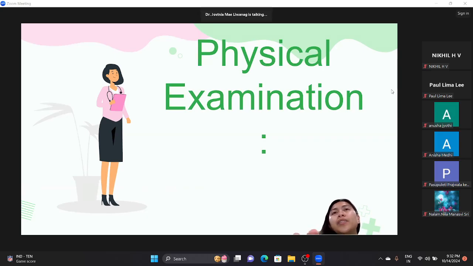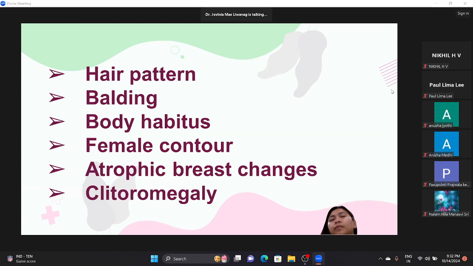Let's go to the physical examination. In physical examination, these are the common ones. You will check the hair pattern. Instead of an inverted triangle, it's a diamond shape. Balding, male pattern baldness. The body habitus: maybe the patient has Cushingoid features, buffalo hump, moon facies, truncal obesity. Female contour: there's no female contour already. Atrophic breast changes, so there's no breast in short. Atrophy, and clitoromegaly.